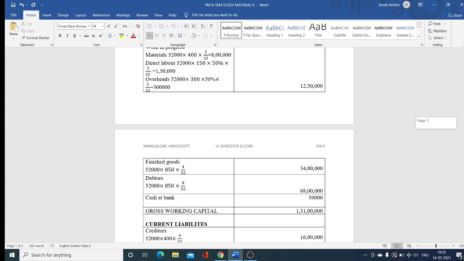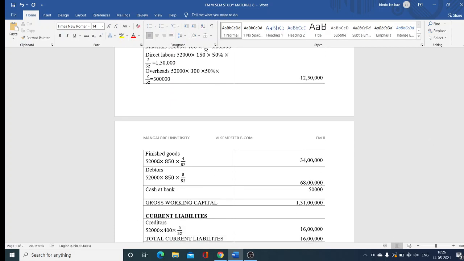Next comes the finished goods. For finished goods, the total units produced and sold are 52,000, and the total cost incurred is 850 rupees into 4 by 52. So 52,000 into 850, which is the total cost, and it will remain in stock for 4 weeks. So at any given point of time, 34 lakhs of finished goods will be in stock.